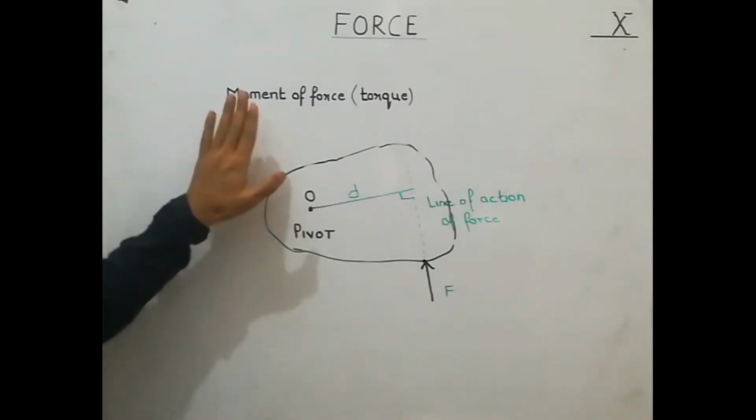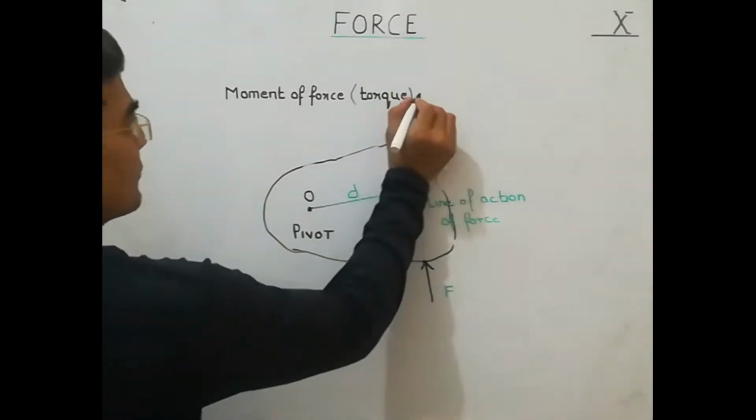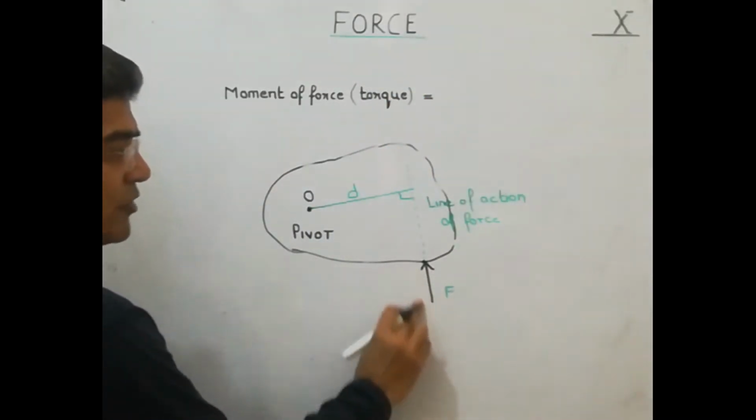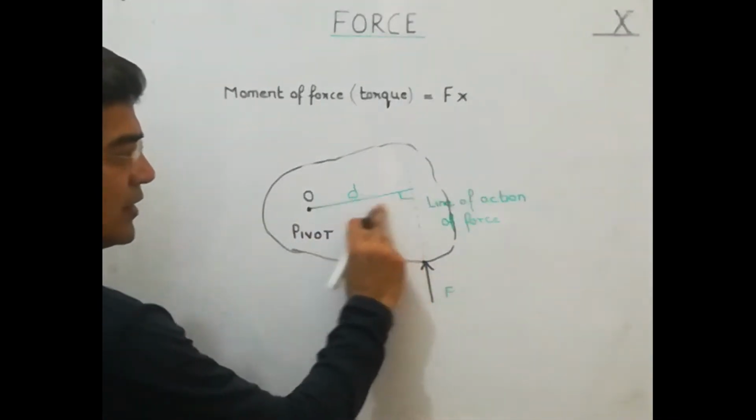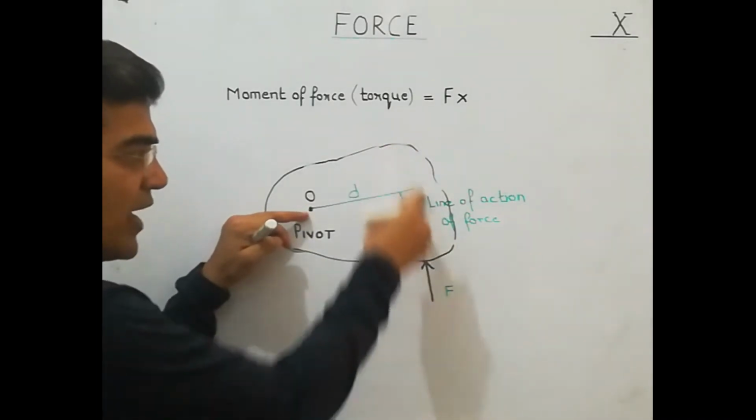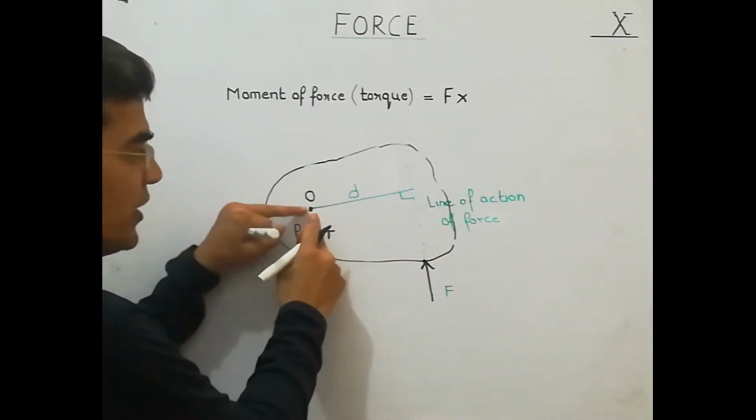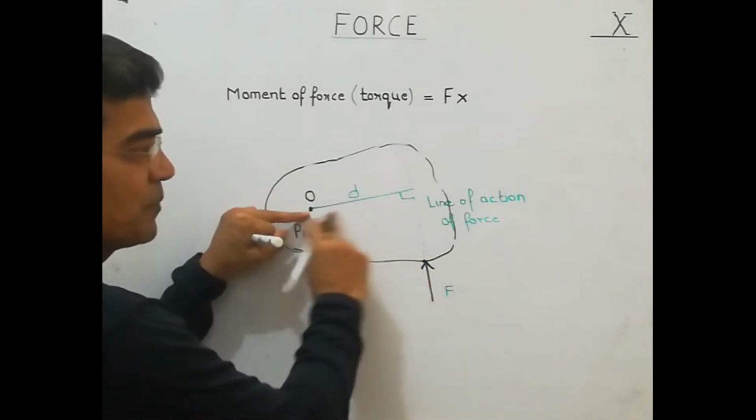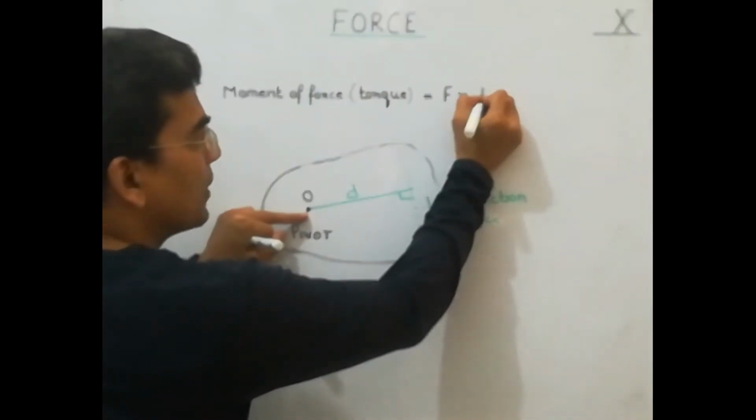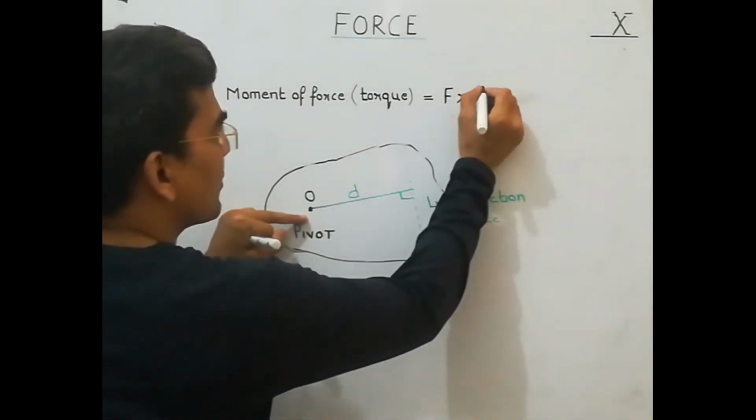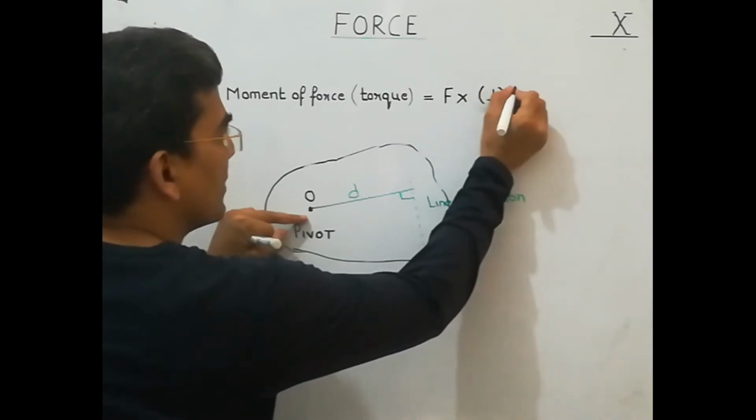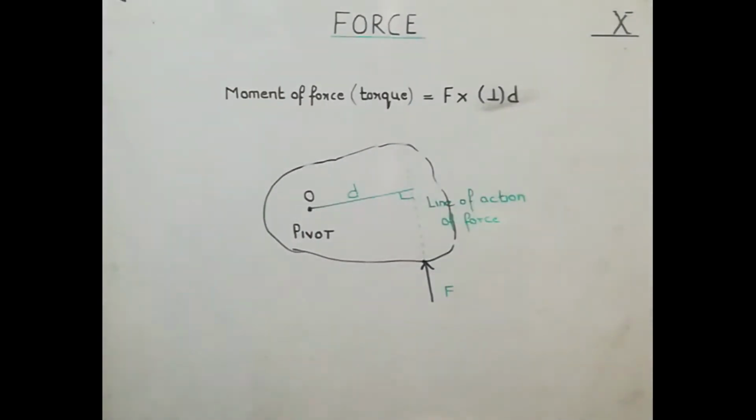And how do we calculate moment of force? The magnitude of the force that you have applied is multiplied by the distance of the line of action of force from the point where the body is rotating, the perpendicular distance. It should be the perpendicular distance, not simply the distance. So this is how we calculate the moment of force.